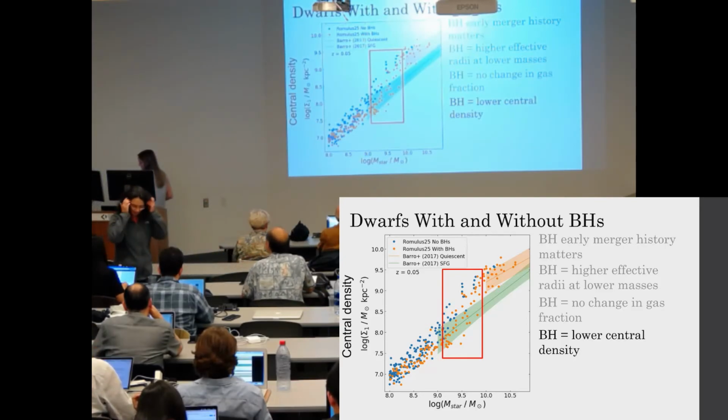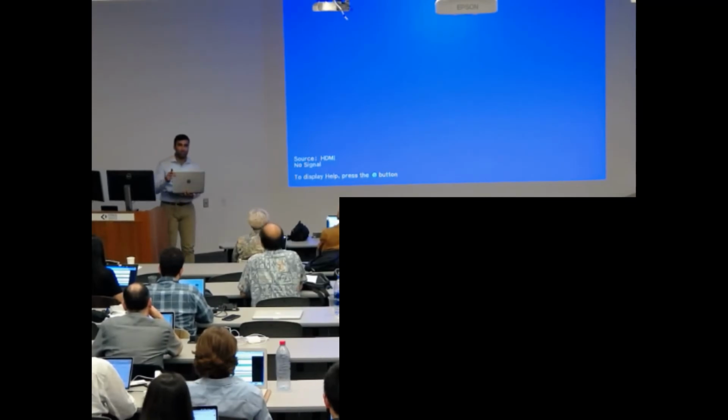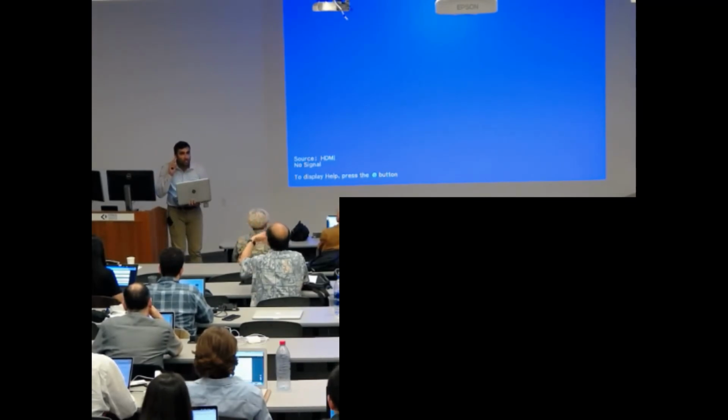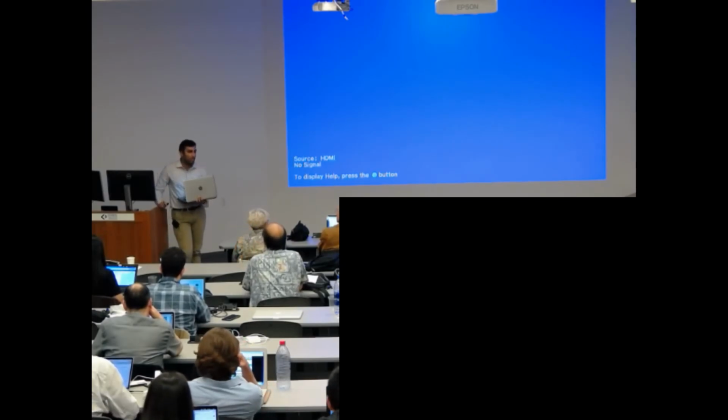I was wondering whether you included any sort of scouring effect in your models, and if so, does that make any difference for the dwarfs? Sorry, what was that? Scouring, where the black hole changes the orbits of the stars, and therefore redistributes them in the central regions of the galaxies.